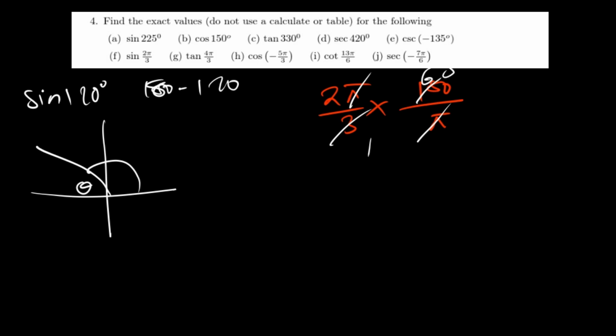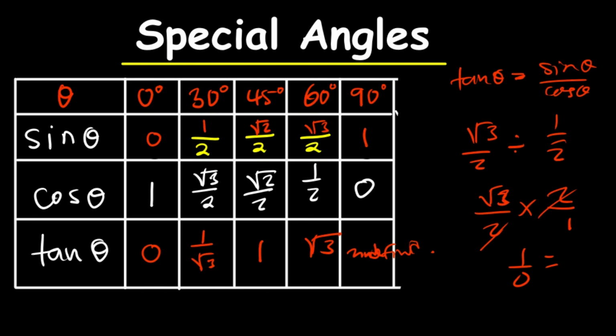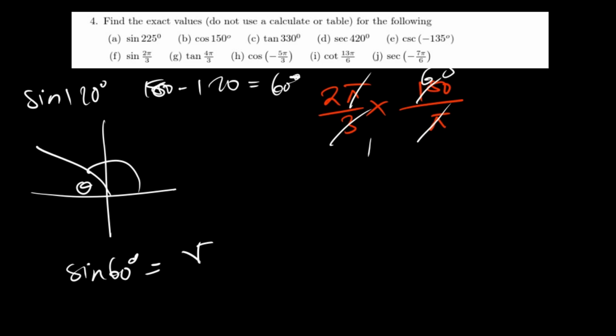So 180 minus 120, that is giving me 60 degrees. Now we are finding sine 60 degrees. Using our table, our special angles, what is sine 60 degrees? Root of 3 over 2. So we'll say root of 3 over 2.